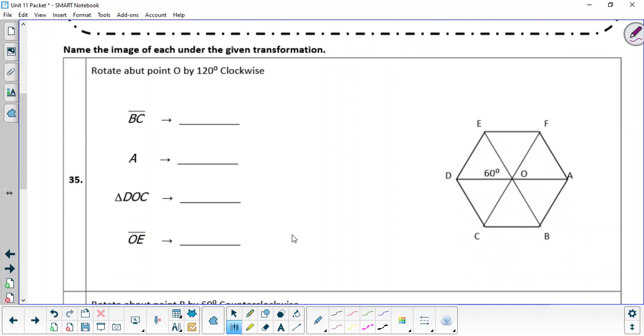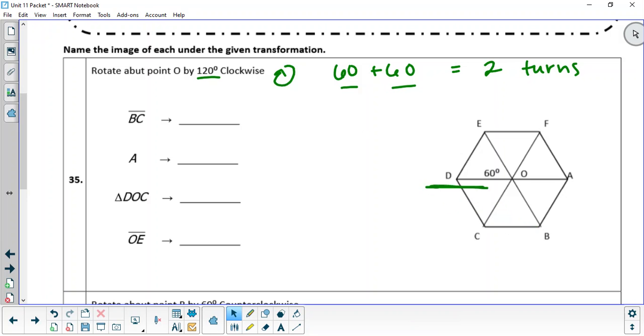So if we go down here to number 35, we're going to rotate this figure 120 degrees clockwise. So to get to 120, we would do 60 plus 60. So we have two 60s, which means we're going to do 2 turns. So line BC, if we're going 2 turns clockwise, we would go 1, 2, and it would become line DE. So that would be my answer. Point A, if we're going 2 turns, 1, 2, becomes point C.